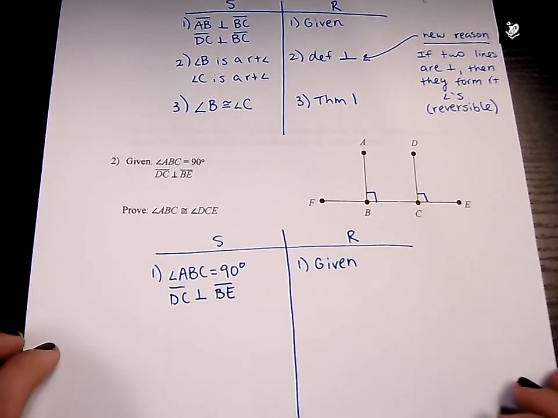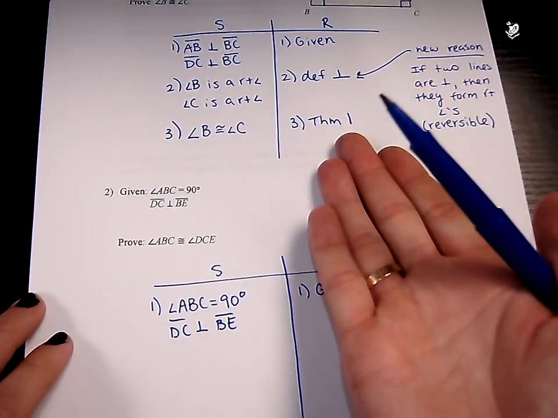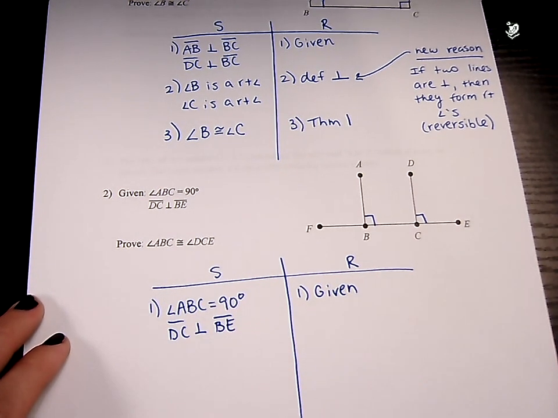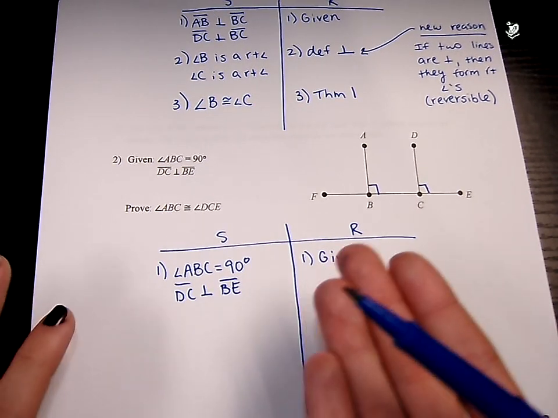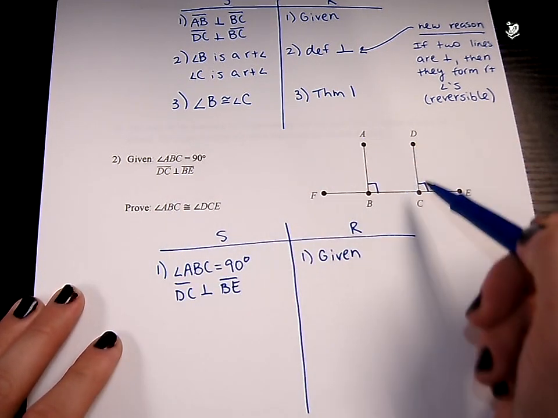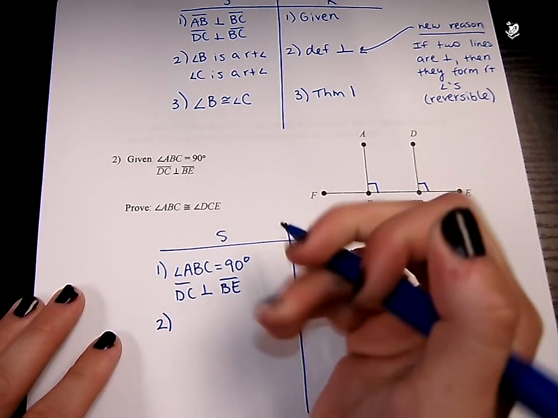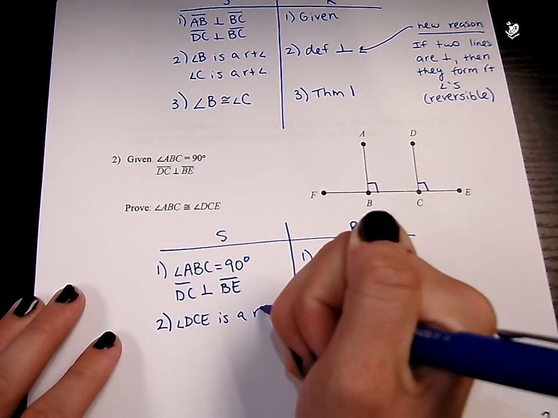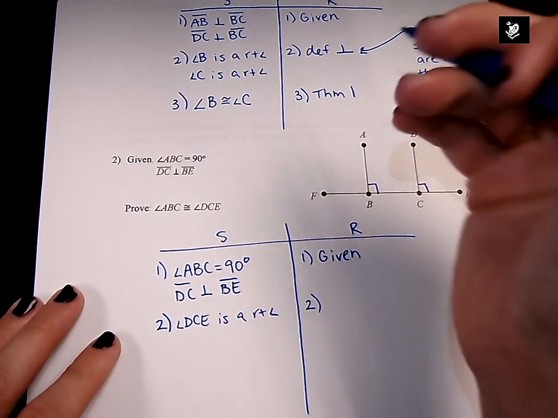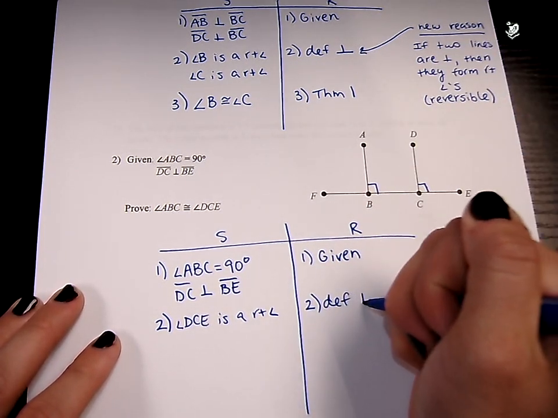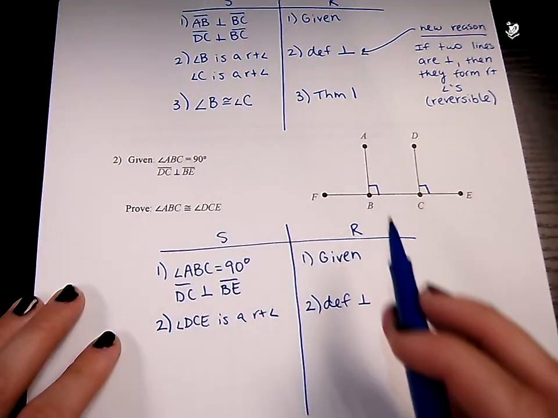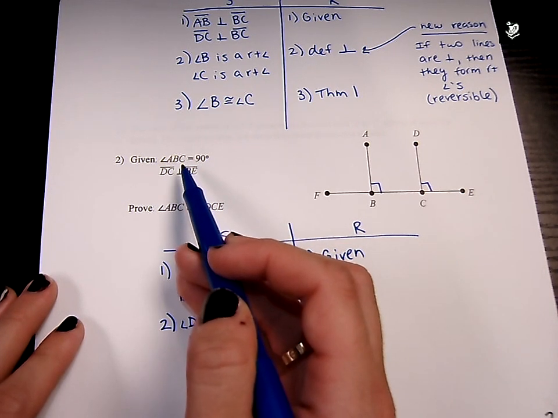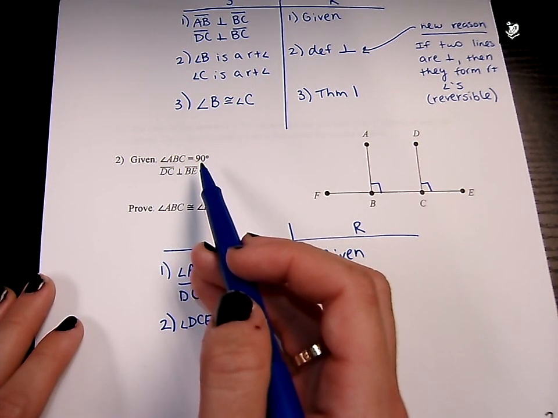Now, this is very similar to the top proof, right? I'm probably going to end up using Theorem 1 again because I've got right angles. However, I first need to state that I have those right angles. For angle DCE, I can state that that's a right angle because of definition of perpendicular, right? I'm told that these two lines are perpendicular, so therefore they must be forming a right angle. This one's different. This is telling me its measure, that it's 90 degrees.